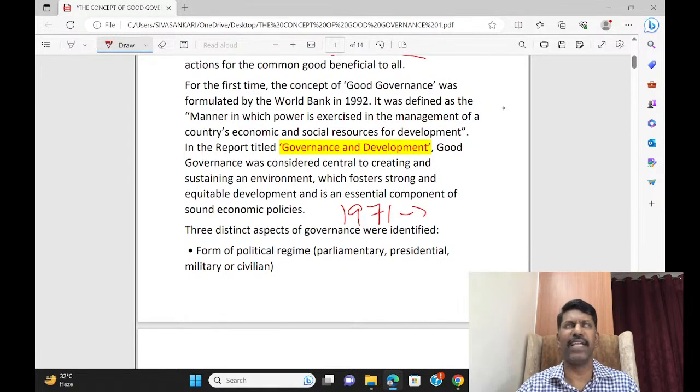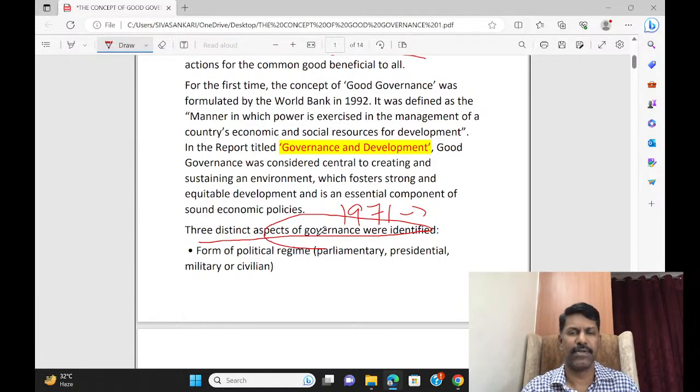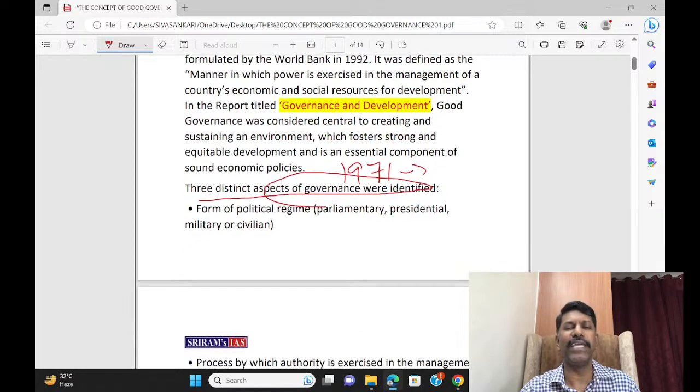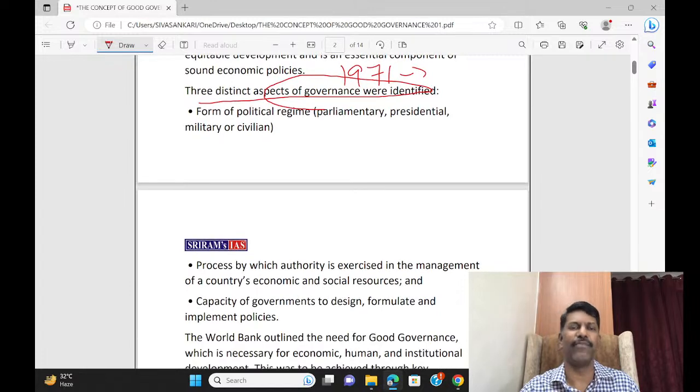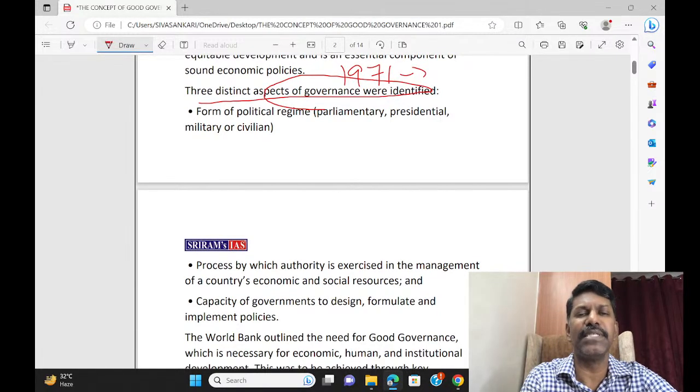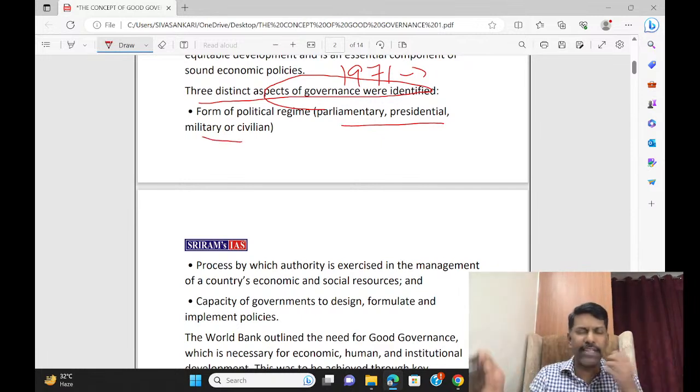So in this manner, when I'm going to look into the concept of good governance, there is always a possibility that three distinctive characters we can identify with the idea of good governance. One is the government, which also has a political regime in the name. For example, political regime means the parliamentary form, the presidents and the military or the civilian or all other interconnected concepts should have the governance aspect.